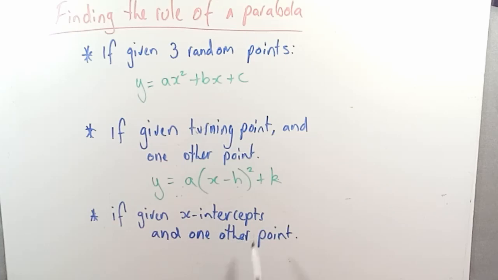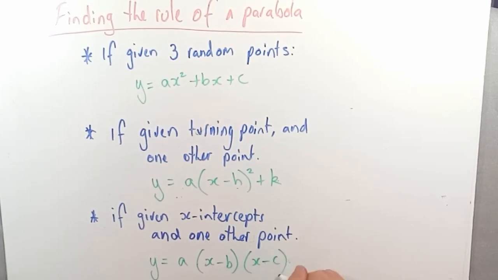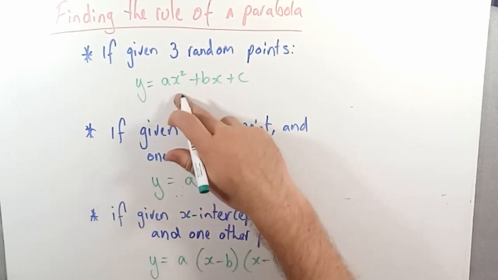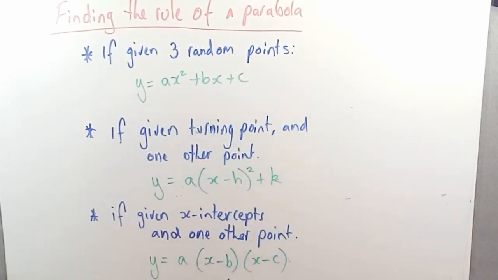If you're given both the x-intercepts and one other point, you can use y equals a(x minus b)(x minus c), the intercept form. Now these a and b's are different to the previous ones. So you put the x-intercepts in for b and c, and again you solve for a. I mean, that's pretty straightforward.